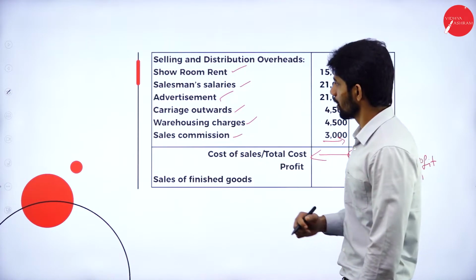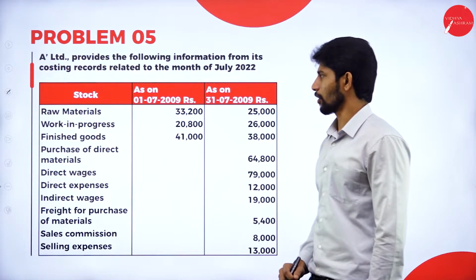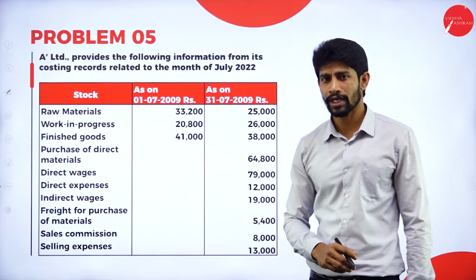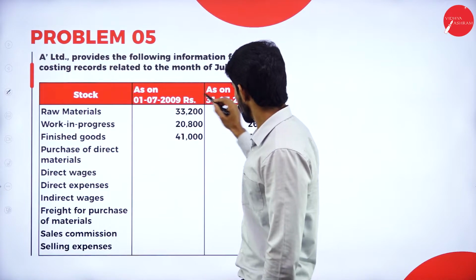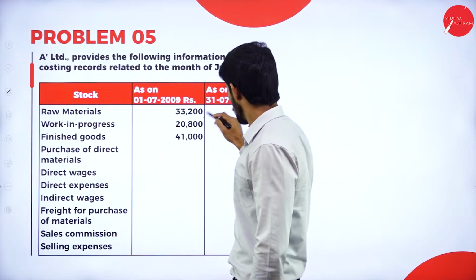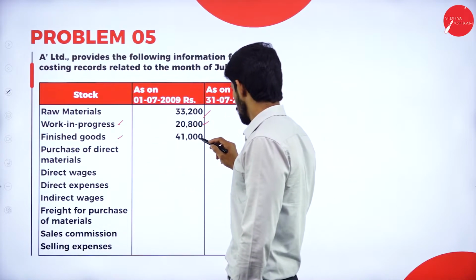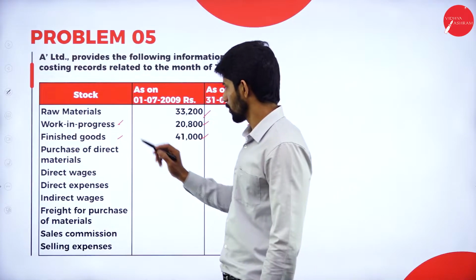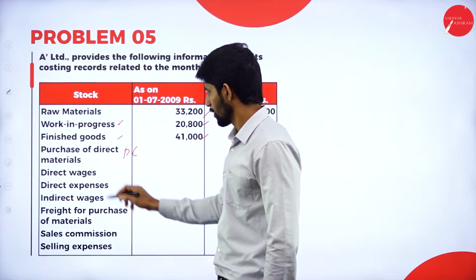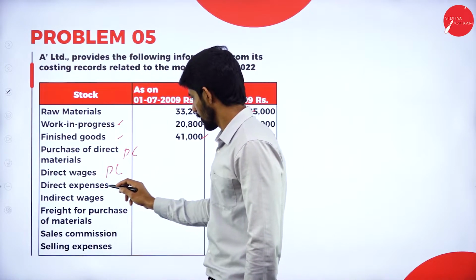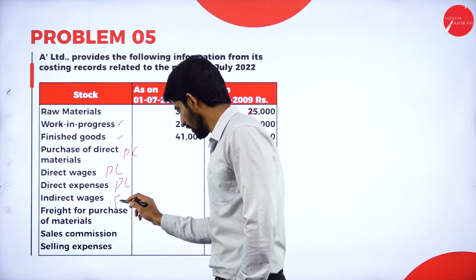So next, moving further to the next problem, A Limited provides the following information from its costing records related to the month of July 2022. The opening stock and the closing stock are given: raw material, work in progress, finished goods. Next, purchase of direct material, this is with respect to prime cost. Next, direct wages, prime cost. Direct expenses, prime cost. Indirect expenses, yes, this comes under factory cost.